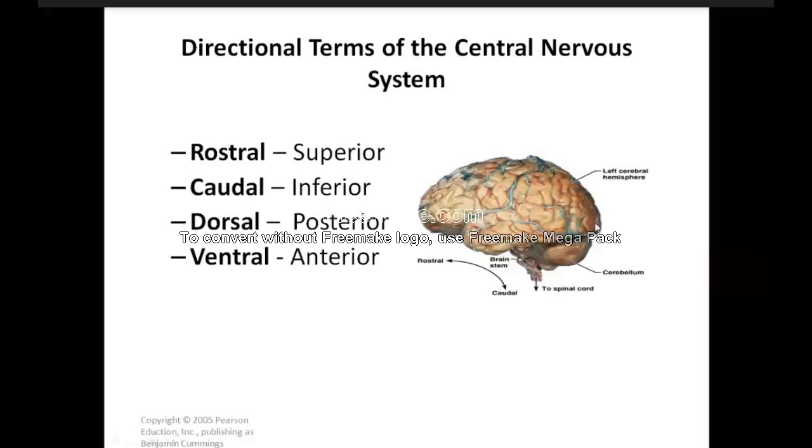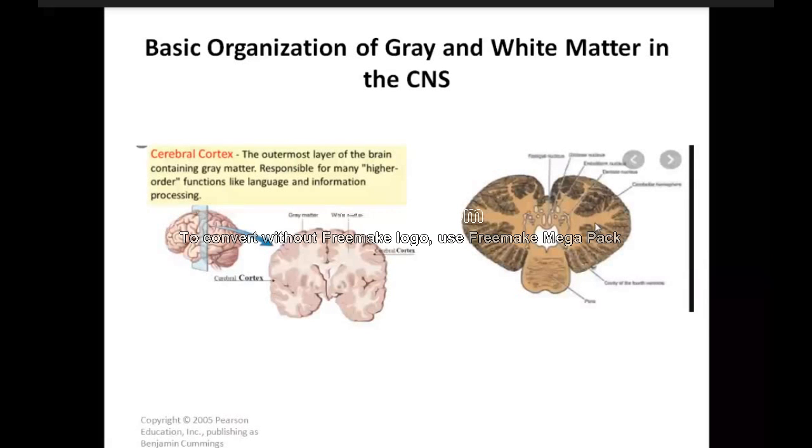Now the basic organization of gray and white matter. The brain as well as the spinal cord consists of gray as well as white matter. The organization of gray and white matter is different in the cerebrum and in the spinal cord. In the case of the cerebral hemisphere, the outer layer is the gray matter and the inner is the white matter. So in the cerebrum, outer gray and inner white matter.